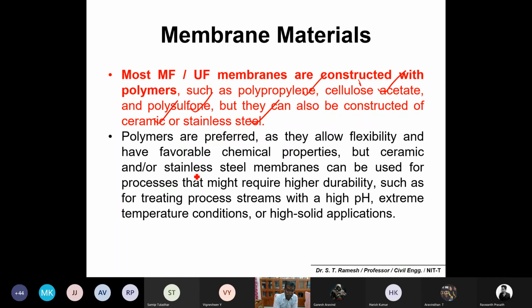They allow flexibility and have highly favorable chemical properties. But ceramic and stainless steel membranes can be used for processes that might require higher durability. And if you happen to have situations of elevated pH or extreme pressure or temperature conditions or high solids applications, you can use ceramic membranes rather than normal cellulose acetate membranes.